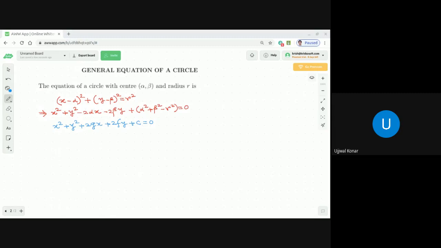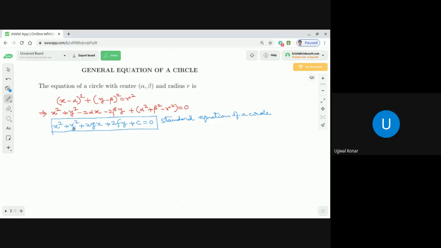Correct? Now, if you look into this equation, this is known as the standard equation of a circle or general equation of a circle. So this is known as, let me write it down, dear students, the standard equation of a circle.